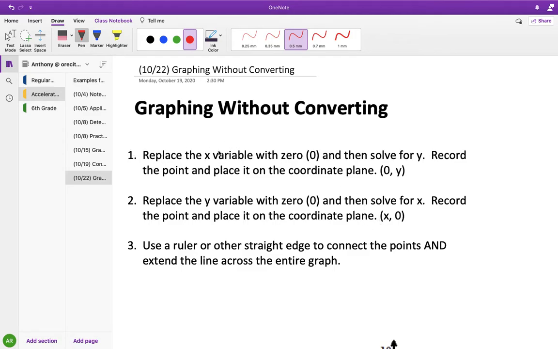Okay, 1. Replace the x variable with 0 and then solve for y. Record the point and place on the coordinate plane. Okay, at this point we've got 1 point. The x value will be 0 because we decided that to be 0. And the y variable will be whatever we solve for.